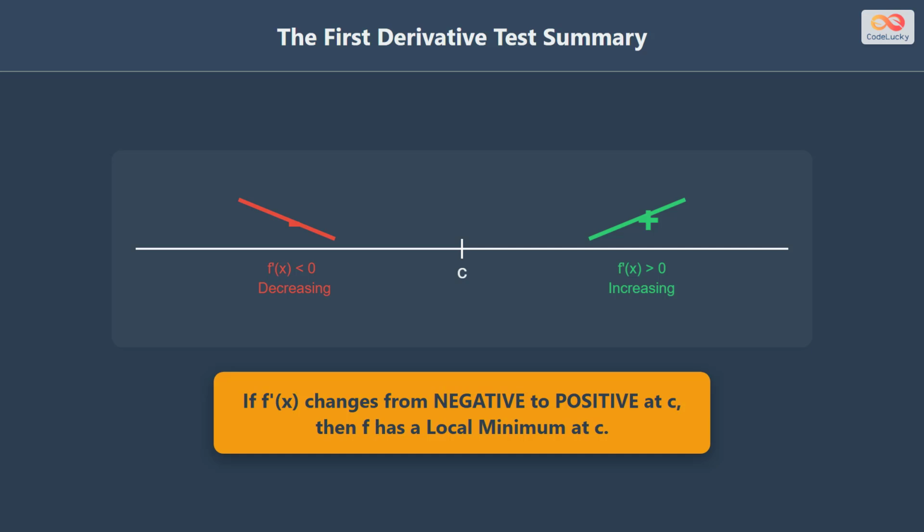So here is the rule, known as the first derivative test. If you find a critical point c, and you see that the derivative changes signs from negative on the left to positive on the right, then you have found a local minimum.